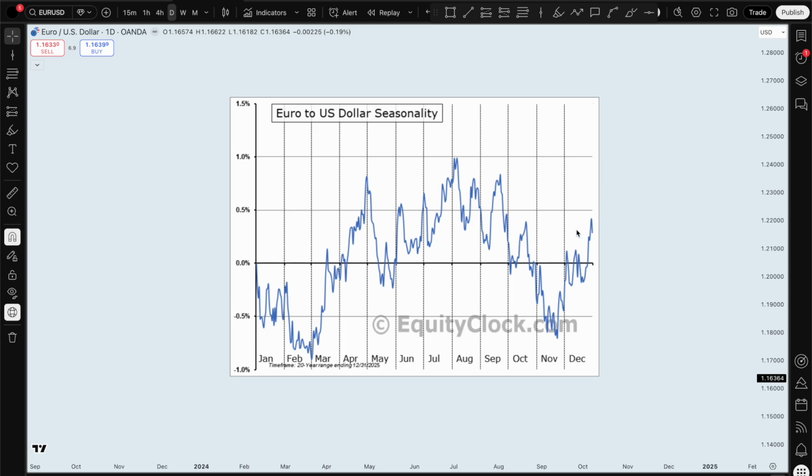For example, you can see here that Euro USD is known to have a consolidation in January, then create a bottom at the end of February, create a top at the beginning of August, right there, and then a bottom in November to then be bullish for the rest of the year.